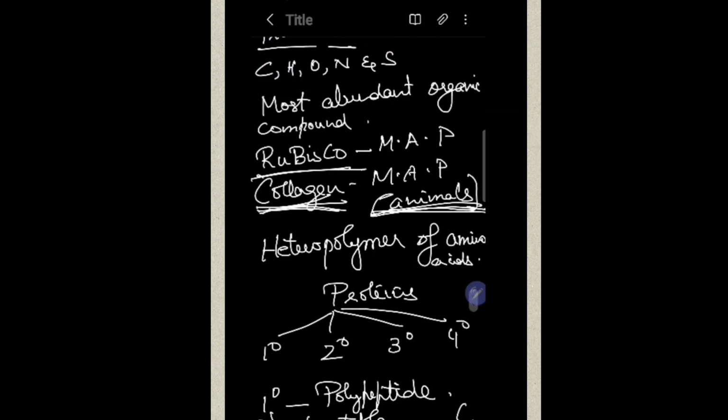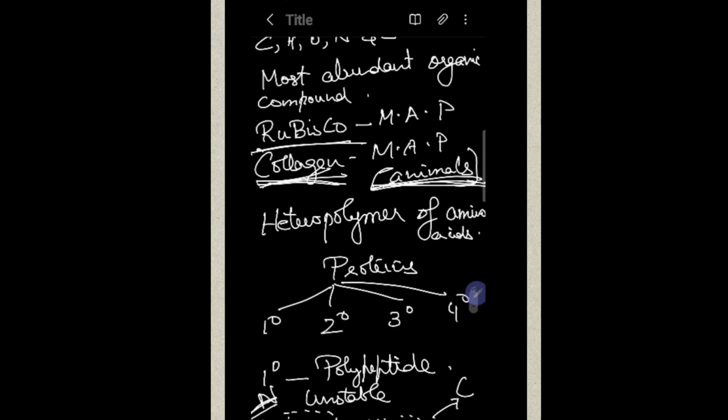Then proteins contain C, H, O, N and S, and are the most abundant organic compound. Rubisco is the most abundant protein. The most abundant animal protein is collagen. These are all important points. Okay, now proteins are heteropolymers of amino acids.